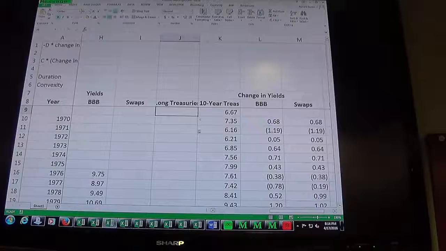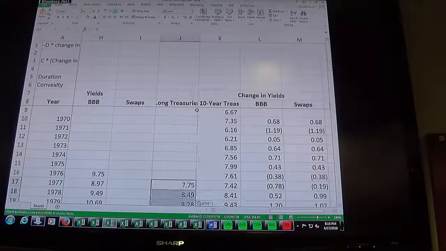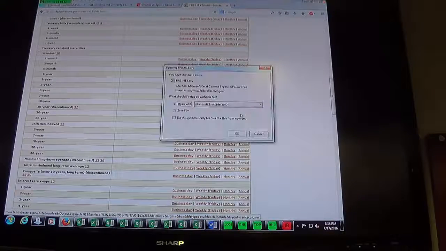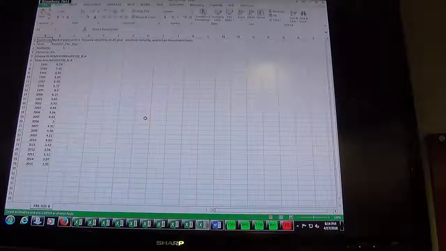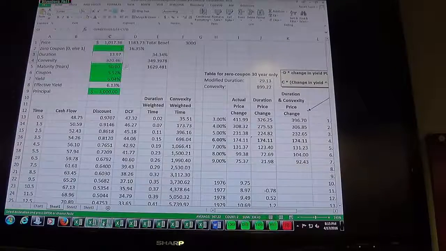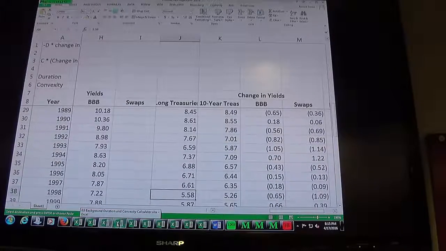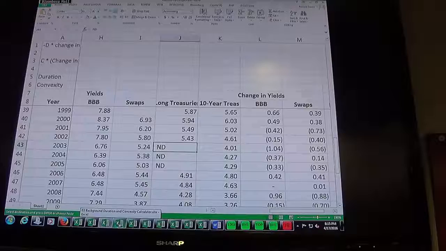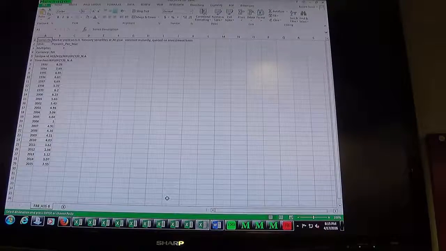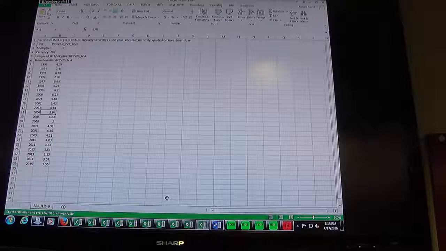1977. Paste that in, and then we'll see if we can find the 20-year. We'll substitute that in. So which years were we missing? Oh, I got way too many things open here. 2003, 4, and 5. Those wonderful years where we didn't have any long treasuries. So I'll copy those in.